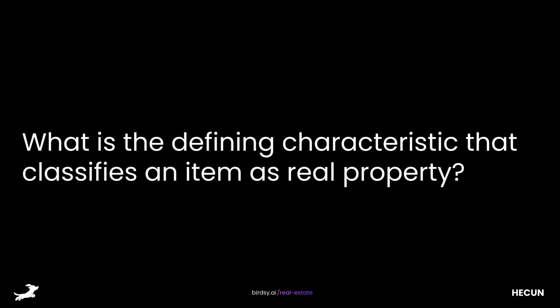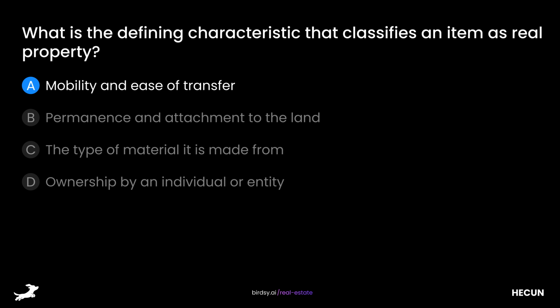What is the defining characteristic that classifies an item as real property? Is it A, mobility and ease of transfer? B, permanence and attachment to the land? C, the type of material it is made from? Or D, ownership by an individual or entity? The answer is B, permanence and attachment to the land.